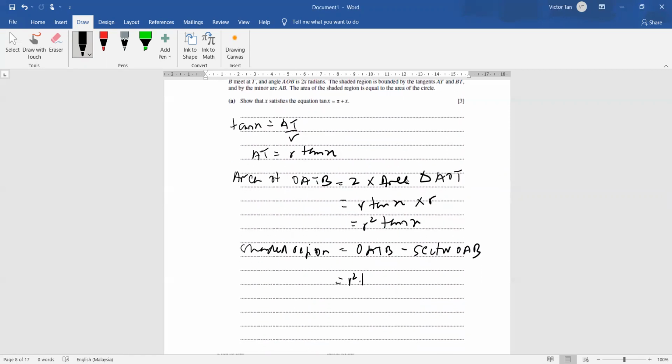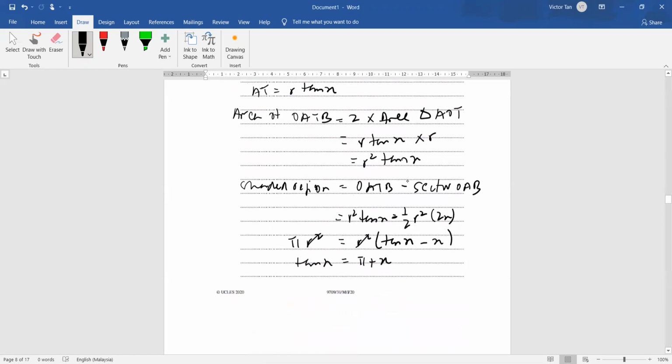So it is r squared tangent x minus half r squared times 2x, which is r squared tangent x minus r squared x. Okay, so this is equal to the circle, pi r squared. So you can cancel the r squared. And there we have it. Tangent x equals pi plus x. Shown.